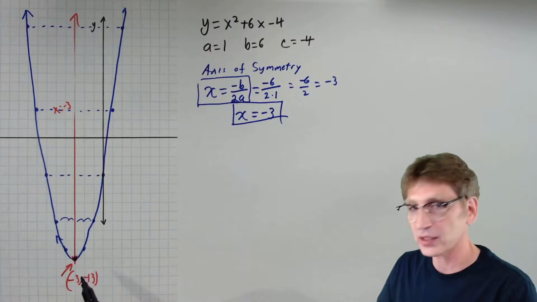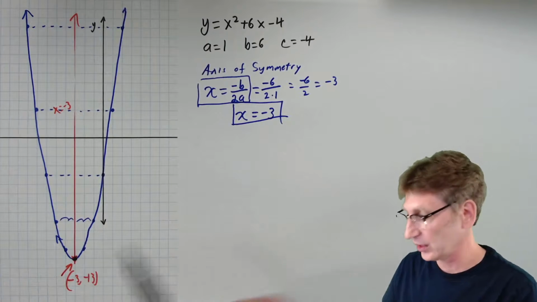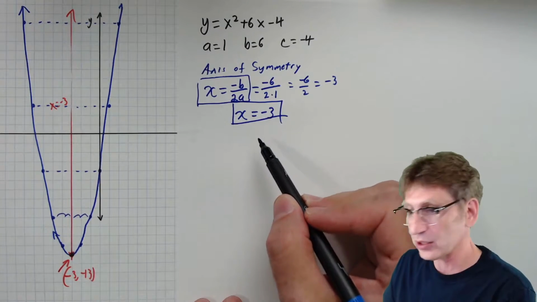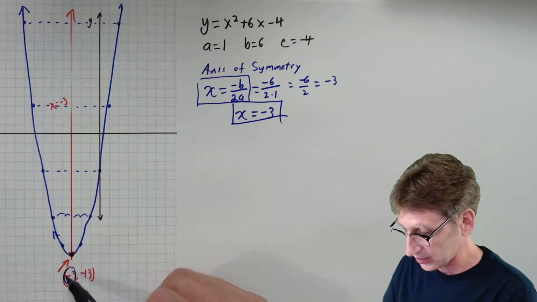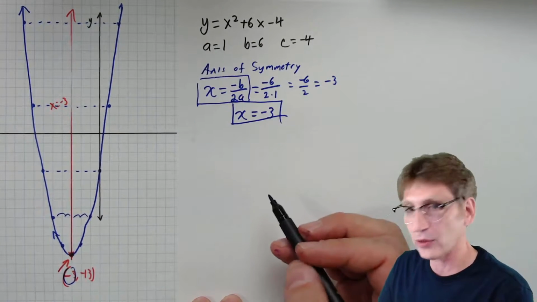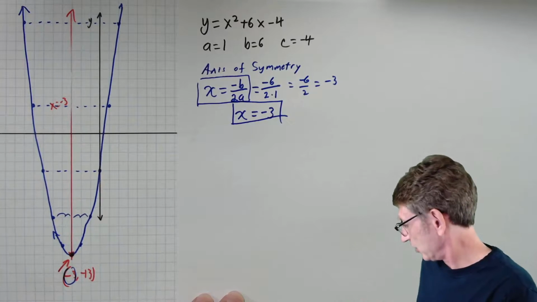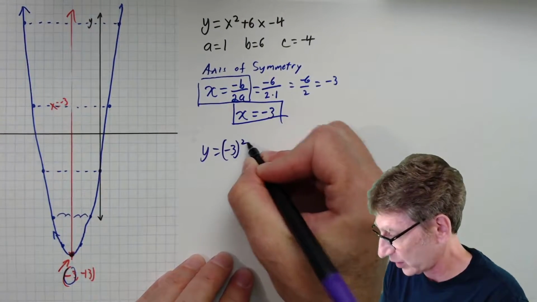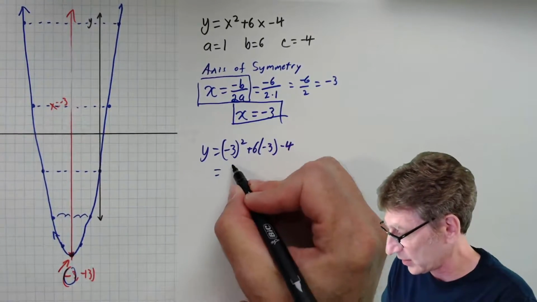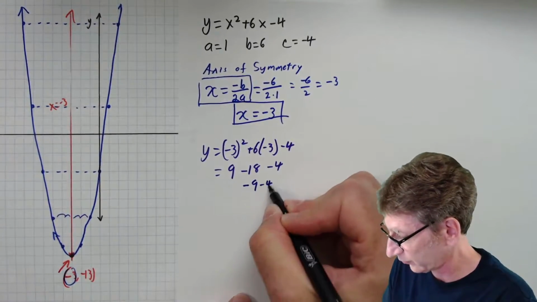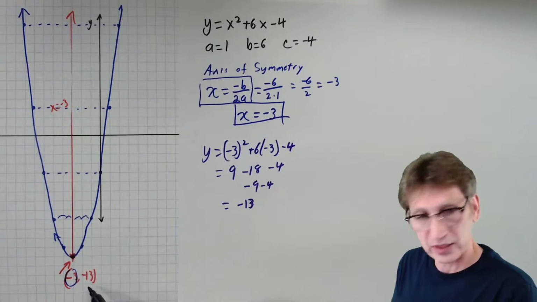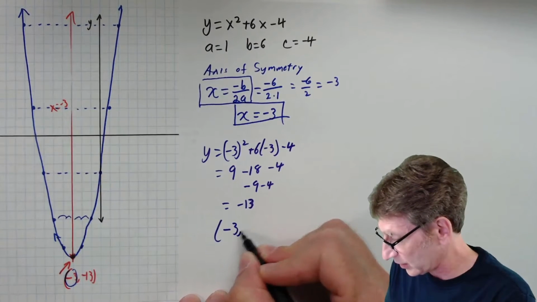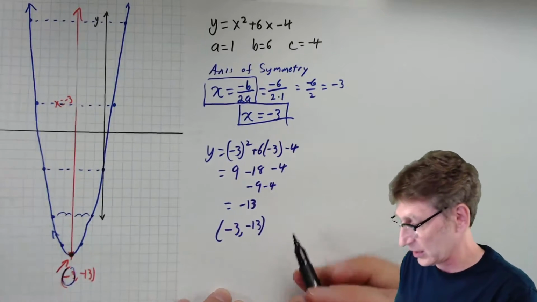Since the vertex is on the axis of symmetry, we know the x value of the vertex. If we know the x value of the vertex, we can put it into the equation and find the y value of the vertex. Let's try that. y equals negative 3 squared plus 6 times negative 3 minus 4. And you realize I already did this in the table of values, but we'll run through it one more time. There it is. The y value of the vertex is negative 13. That gives us the vertex at negative 3, negative 13.